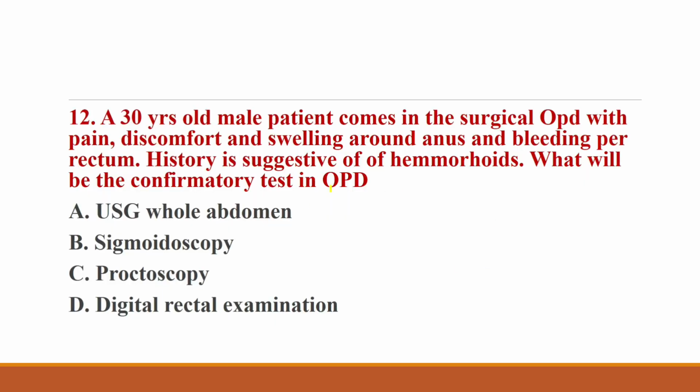Next question. A 30-year-old male patient comes to the surgical OPD with pain, discomfort and swelling around the anus and bleeding per rectum. History is suggestive of hemorrhoids. What will be the confirmatory test in OPD? Options: A, USG whole abdomen, B, sigmoidoscopy, C, proctoscopy, D, digital rectal examination. Answer is C, proctoscopy.